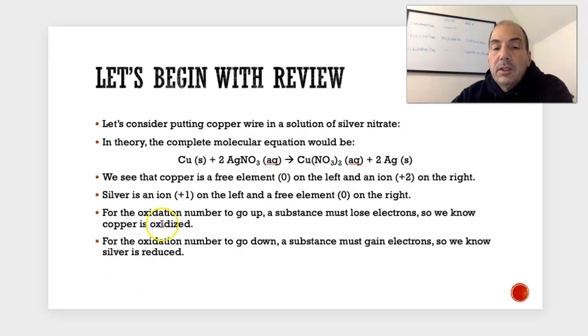So we know that if the oxidation number is going up, it's losing electrons, which means it is being oxidized. So copper is oxidized. We know that if a substance's oxidation number goes down, or is reduced, the substance is gaining electrons, and that's reduction. So we know silver is being reduced.